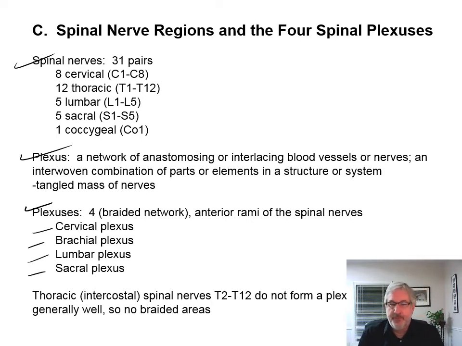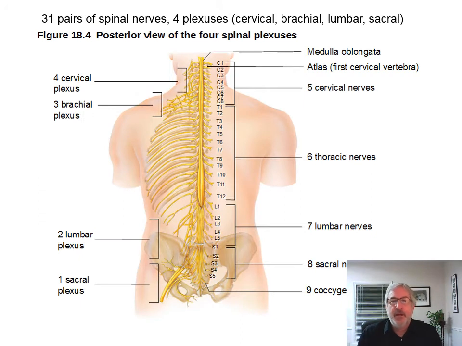Note that there is not a thoracic plexus. The spinal nerves T2 through T12 do not form a plexus. They just follow the ribs around, and so there's no braided area, no anastomosis, so there's no plexus. All right, next slide. So here's where those plexuses are.